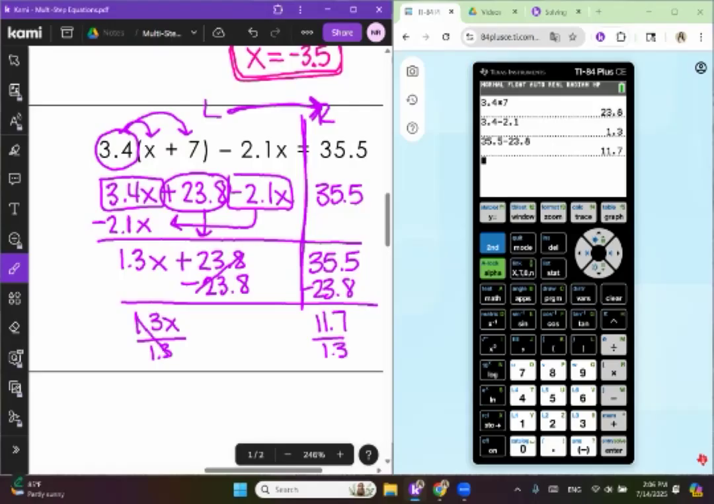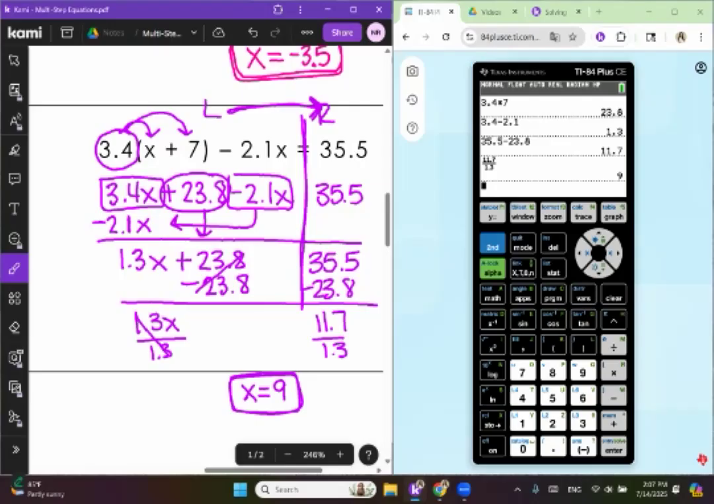Okay, so our answer, I'm just going to type it in as a fraction, 11.7 over 1.3, x equals 9. Who would have thought that was going to be a whole number answer?